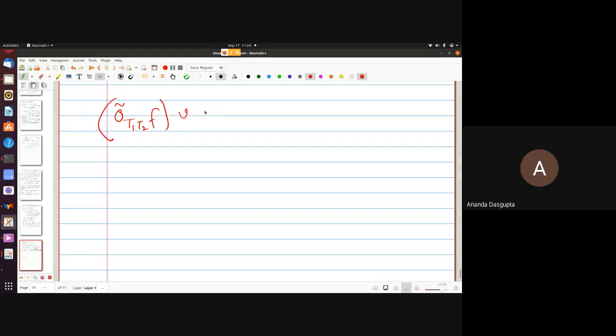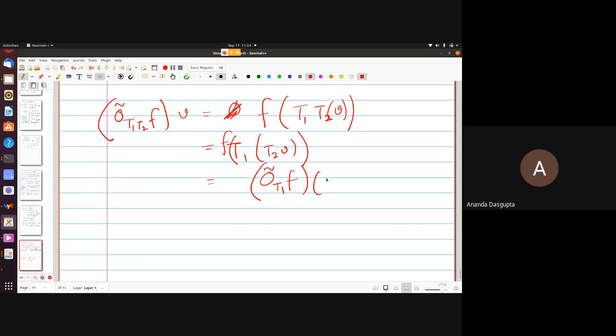This thing acting on V will be what? It will be F. Sorry, it will be F acting on T1, T2V. So F T1, T2V, not a problem. And what is F T1 acting on T2V? It is just nothing but O tilde T1 F, this function, acting on the argument T2V.